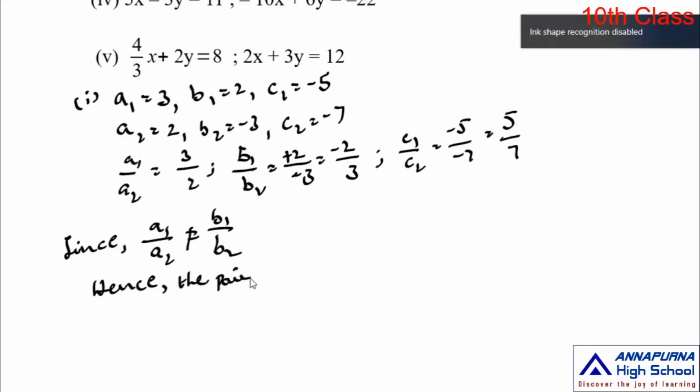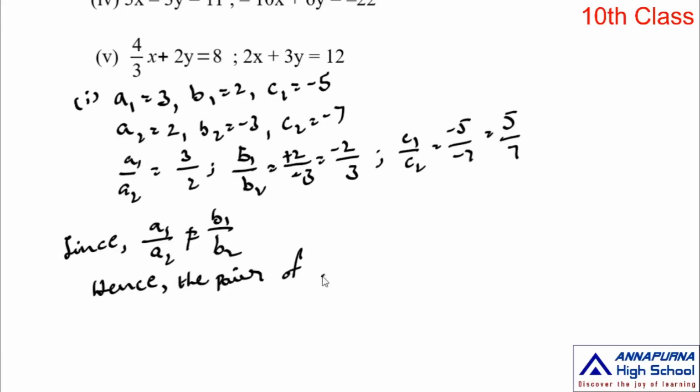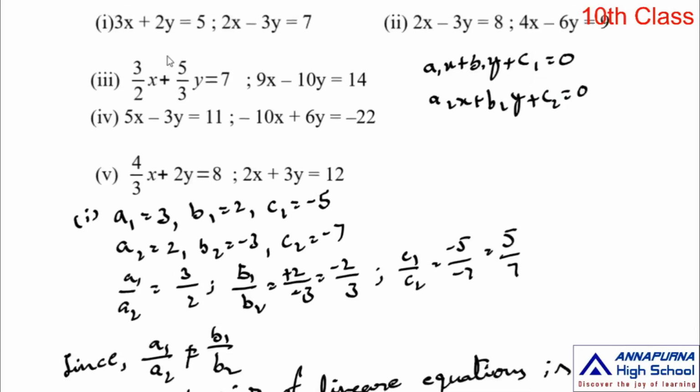the pair of linear equations is consistent. Why? Because these two equations have a unique solution. Why? Because a1 by a2 is not equal to b1 by b2. That means its graphical representation is intersecting lines.